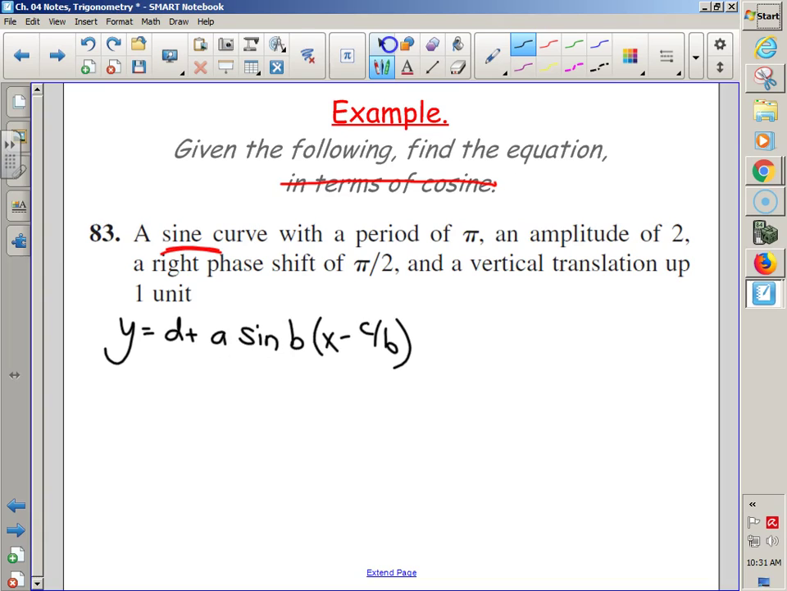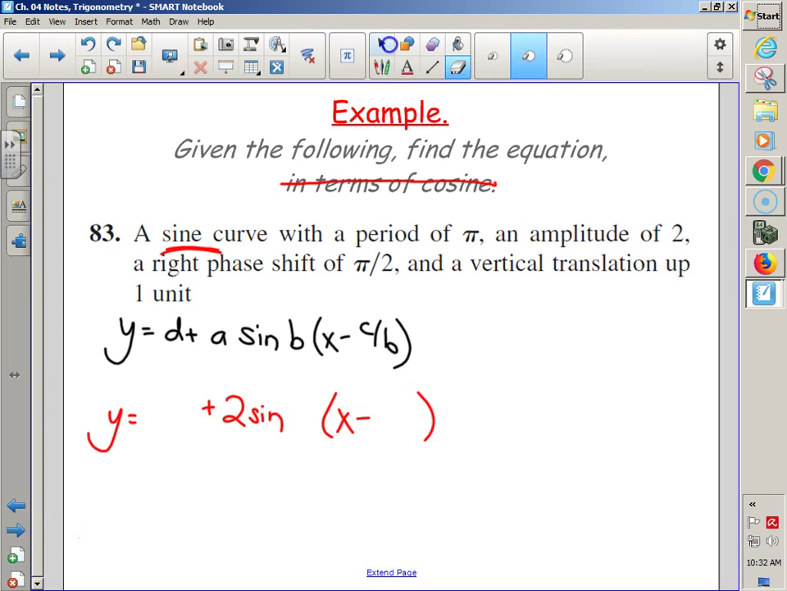What do you already see you can plug in? Amplitude of 2. Don't go plugging in the period. Remember, that one's tricky. But amplitude of 2, that one's easy. What else? Phase shift. Where does that go? Subtraction on the, oops, sorry, not 2. What is it, pi over 2? What else? D is 1. Translation up 1, just a positive 1. Who am I missing?